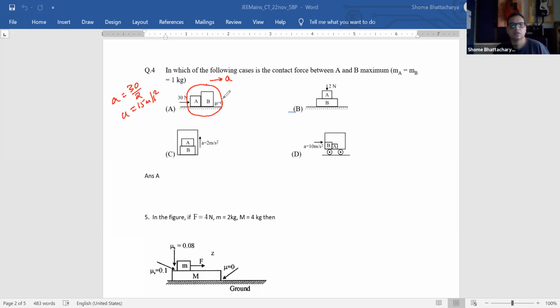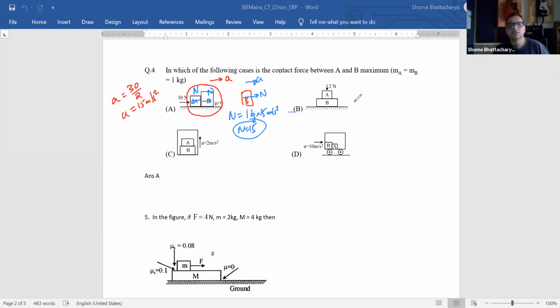Okay. Then you make the free body diagram of B. So on B, you can see the contact force between them will be acting like this. On E, it will be acting like this. So this N is providing this acceleration. So N will be equal to 1 kg into 15 meters per second square. So N is equal to 15 newtons. That is in this part.